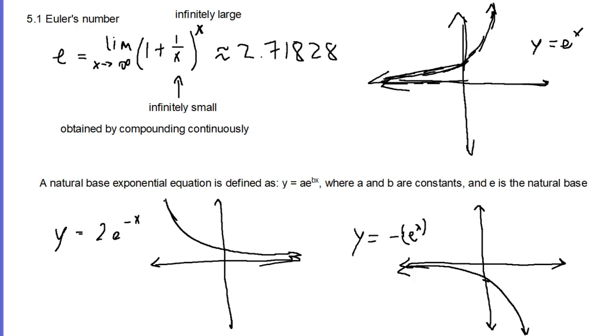What is up, everybody? Welcome to 5.1, Euler's number. So, what is Euler's number? Euler was a mathematician. He was really good.